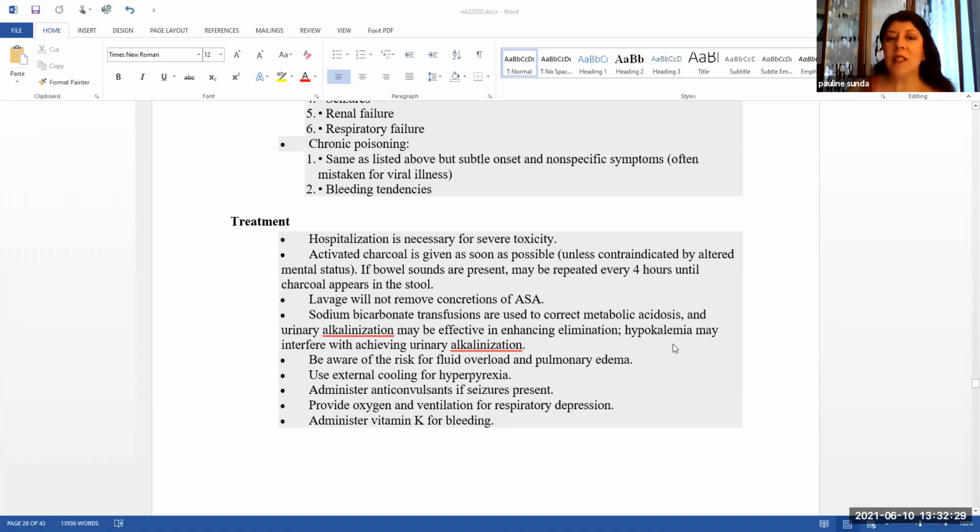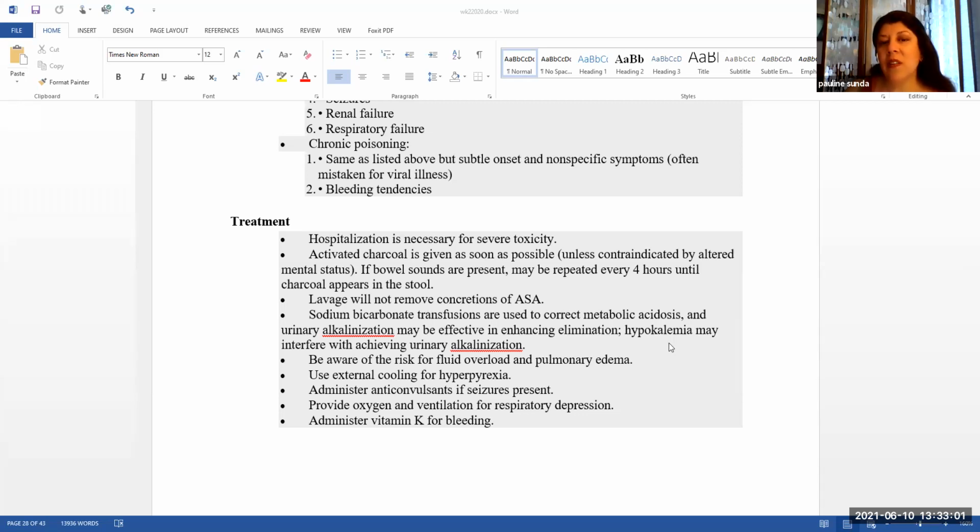Treatment: hospitalization is necessary for severe toxicity. Activated charcoal is given as soon as possible unless it's contraindicated by altered mental status. If bowel sounds are present, it may be repeated every 4 hours until the charcoal appears in the stool. Lavage will not remove concentrations of aspirin. Sodium bicarbonate transfusions are used to correct metabolic acidosis, and urinary alkalinization may be effective in enhancing elimination.